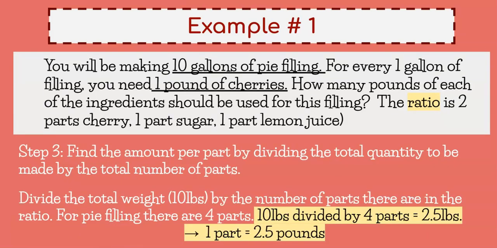Step number 3, find the amount per part by dividing the total quantity to be made by the total number of parts. We are going to make a total of 10 pounds of cherry filling. So we're going to divide that by 4 parts because that is how many total parts we have. You divide that and you get 2.5 pounds. So 1 part is equivalent to 2.5 pounds.